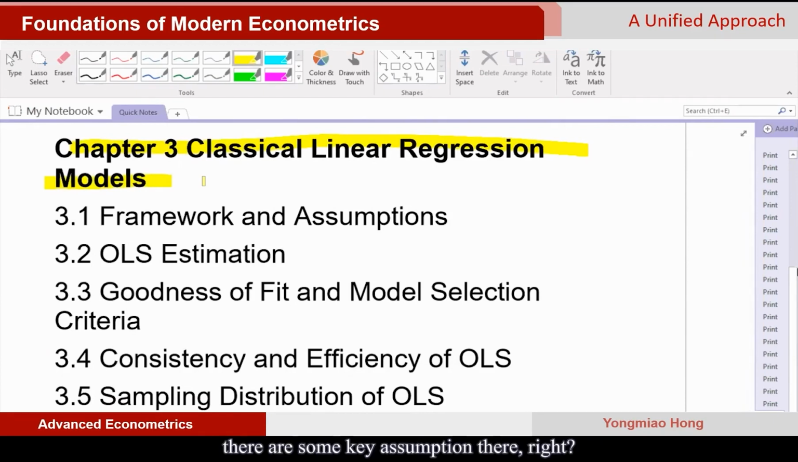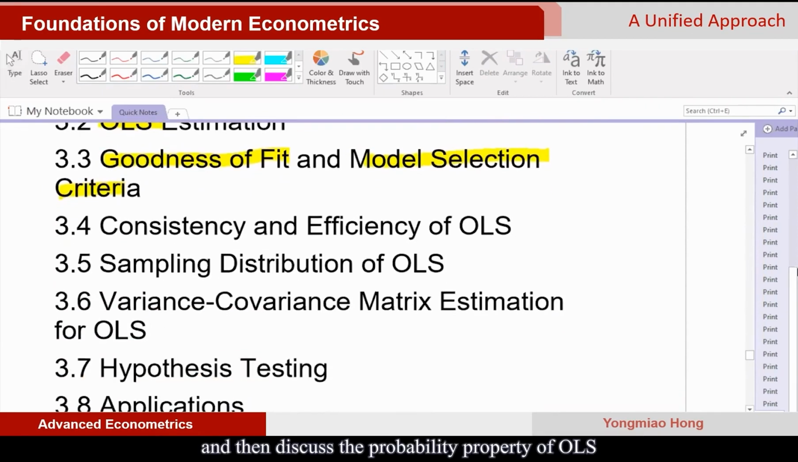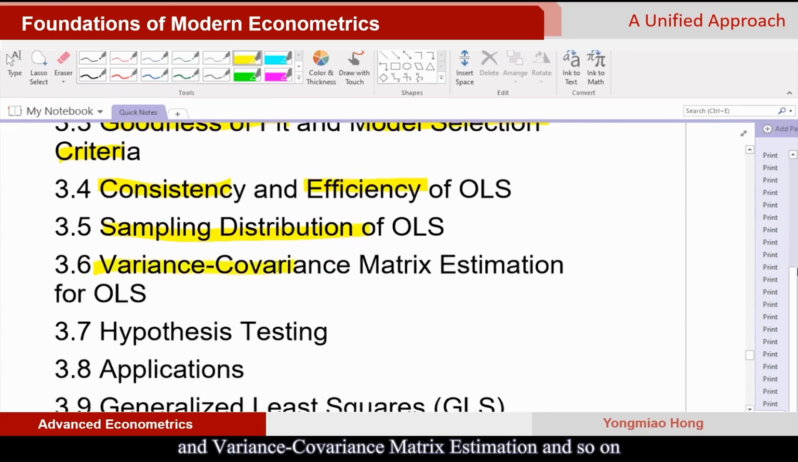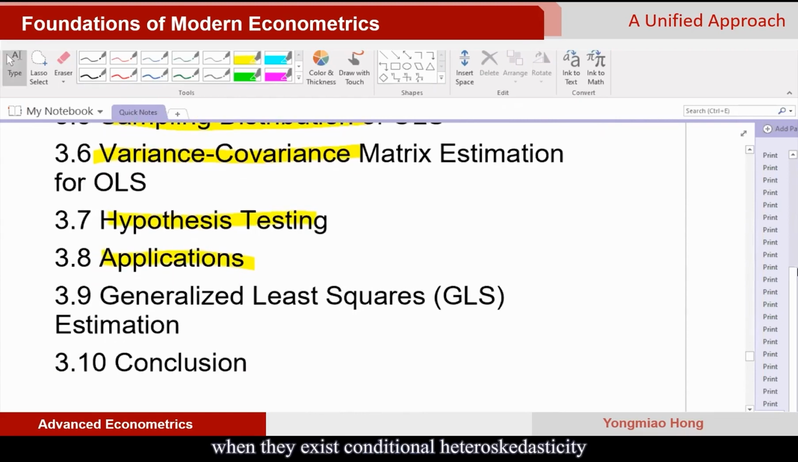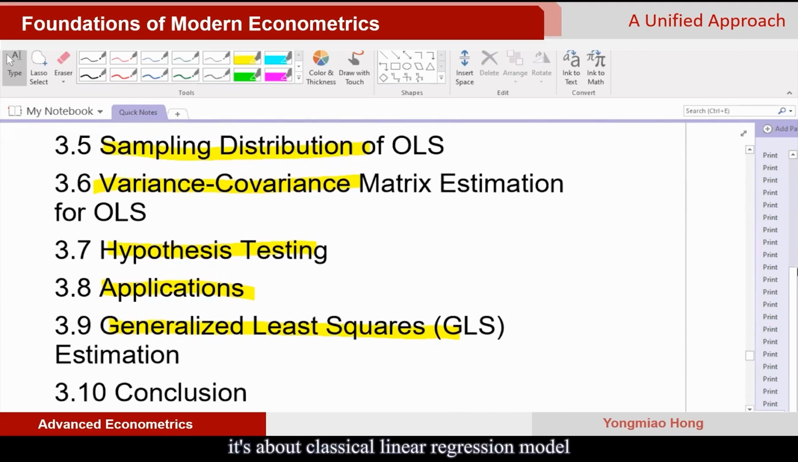The classical regression model has some key assumptions, so we are going to start with those key assumptions. Then we discuss ordinary least squares estimation, goodness of fit, and model selection criteria. Then we discuss the probability properties of ordinary least squares: consistency, efficiency, sampling distribution, variance-covariance matrix estimation, and so on. And then hypothesis testing and applications. Finally, when there exist conditional heteroscedasticity and autocorrelation in the regression disturbance, we have to use generalized least squares estimation, which will further provide insight into the linear regression model. So chapter 3 is about the classical linear regression model.